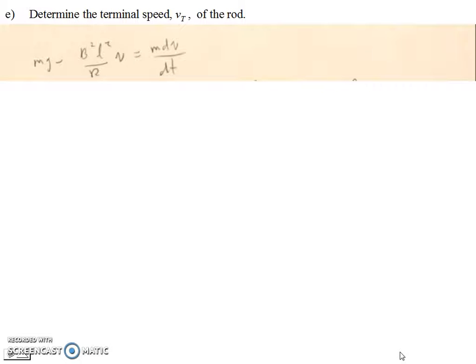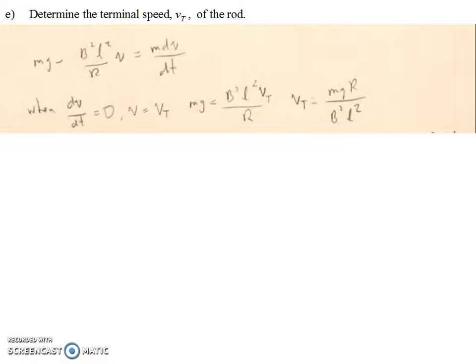Alright, the next step is to find the terminal speed of the rod, v sub t. So pause the video, solve for that, come back to see what I do. Okay, terminal speed, that means it stops accelerating, so dv/dt equals 0. We're going to replace v with v sub t. So this whole side is 0, put this to the other side, we just solve for v_t, we should be getting this term: mgR over B squared L squared.